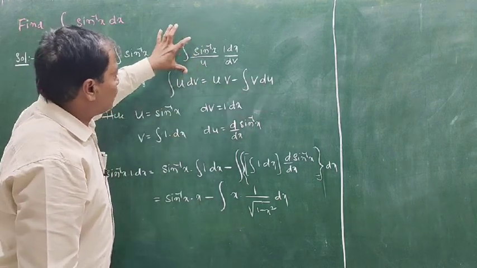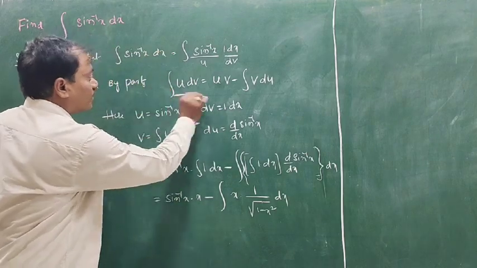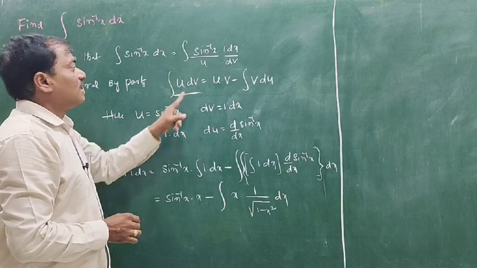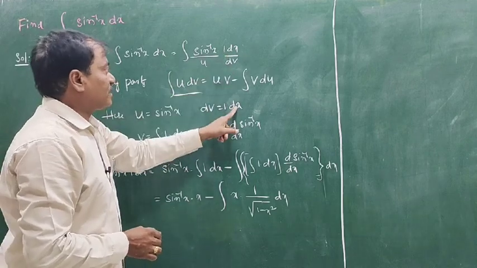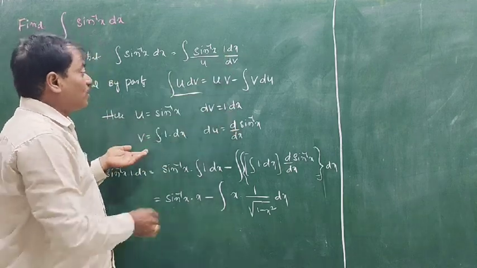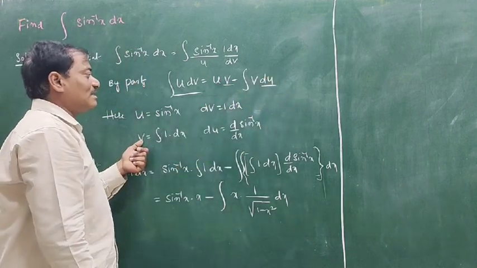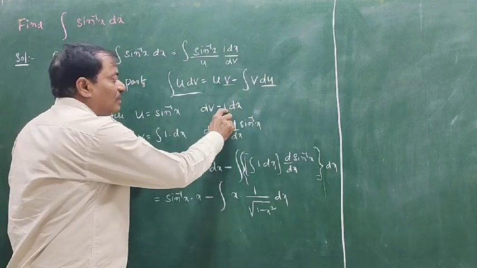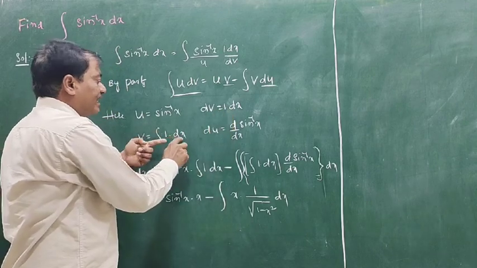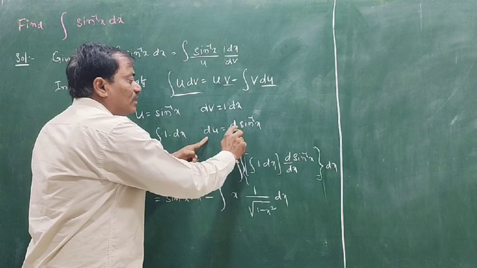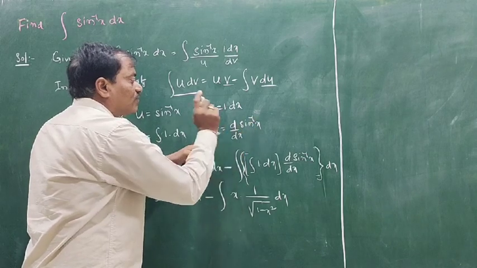Here we compare this with the left-hand side integration. Therefore u equals sine inverse of x and dv equals 1 into dx. So we have to find the remaining terms, v and du. What is v? v is the integration of this function, so the integral of 1 dx. Then du is the differentiation of this function, d by dx of sine inverse of x.